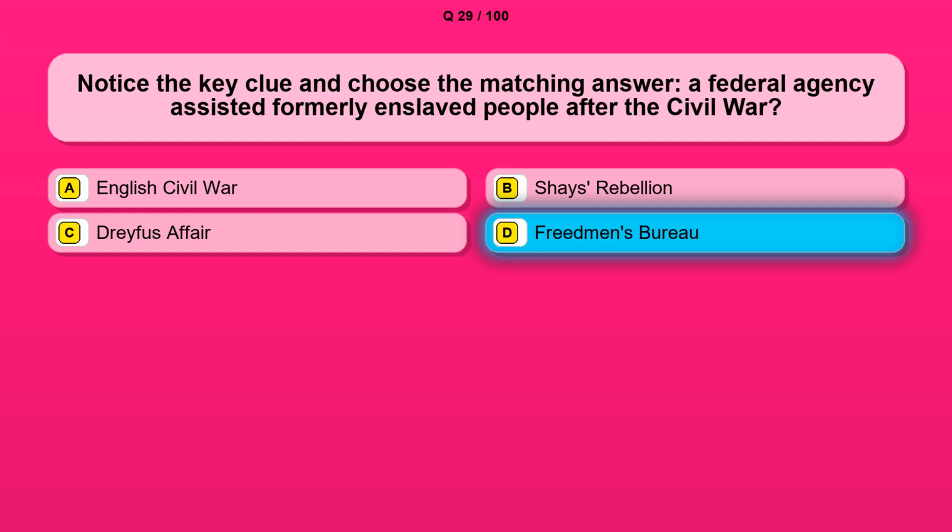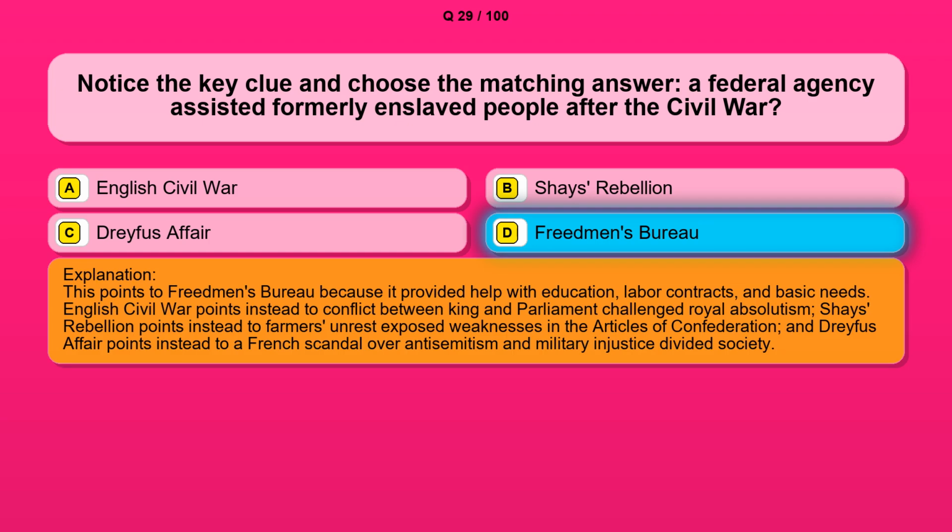The correct answer is option D, Freedmen's Bureau. This points to Freedmen's Bureau because it provided help with education, labor contracts, and basic needs. English Civil War points instead to conflict between king and parliament challenging royal absolutism. Shays Rebellion points instead to farmers' unrest exposing weaknesses in the Articles of Confederation, and Dreyfus Affair points instead to a French scandal over antisemitism and military injustice dividing society.